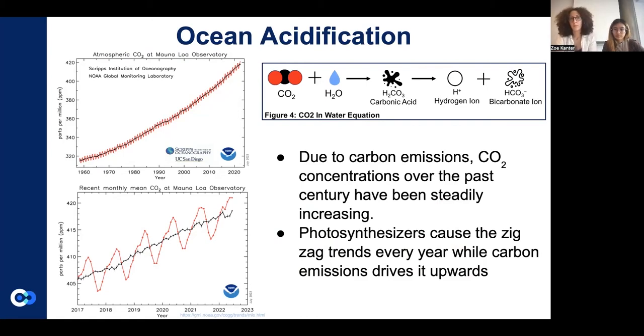Why do we call this ocean acidification? When CO2 enters the ocean, it reacts with water and becomes carbonic acid, as we can see in the diagram at the top. Then this carbonic acid dissolves into one hydrogen ion and one bicarbonate ion. The presence of these hydrogen ions causes the ocean to decrease in pH, meaning it is more acidic. So that's why we call it ocean acidification.